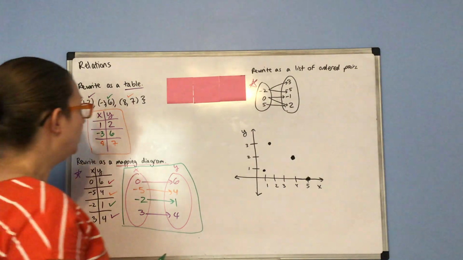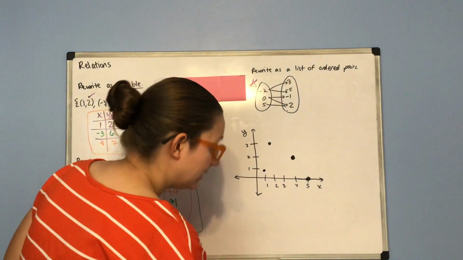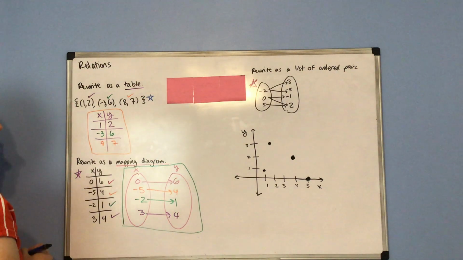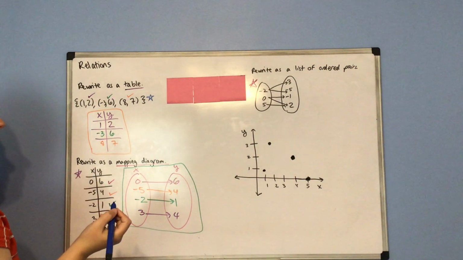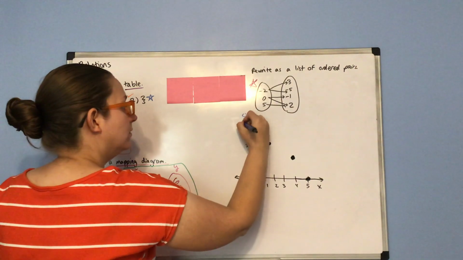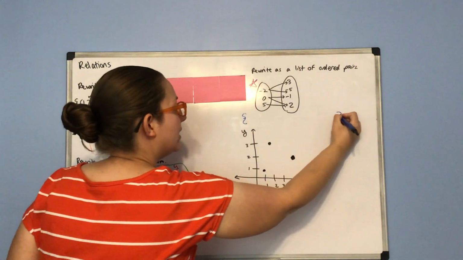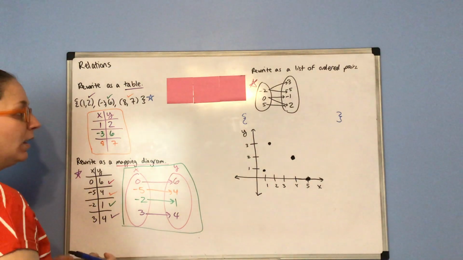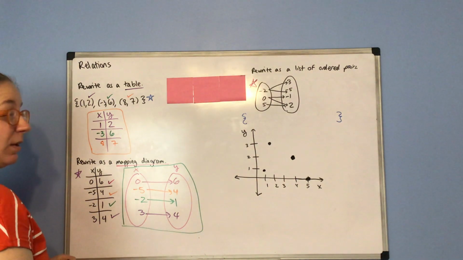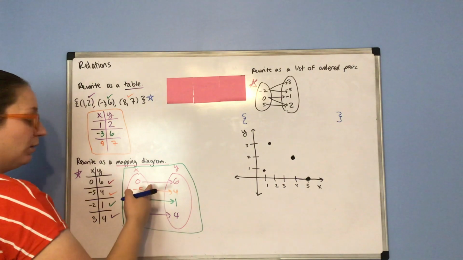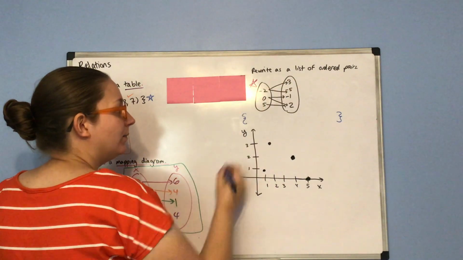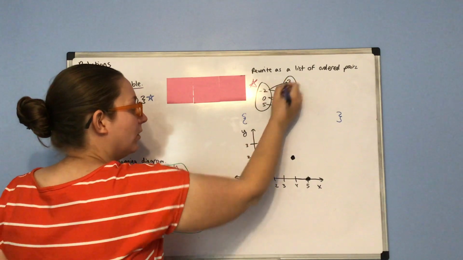For the last 2, they want us to rewrite these as a list of ordered pairs. A list of ordered pairs would be something that looks like this. Anytime we write a list of ordered pairs, we are going to put curly brackets at the beginning and the end just to show this is a set of pairs that all go together. And then how we deal with a mapping diagram, just kind of reverse what we just did. Each arrow represents a point. Start with your x, then go to your y.